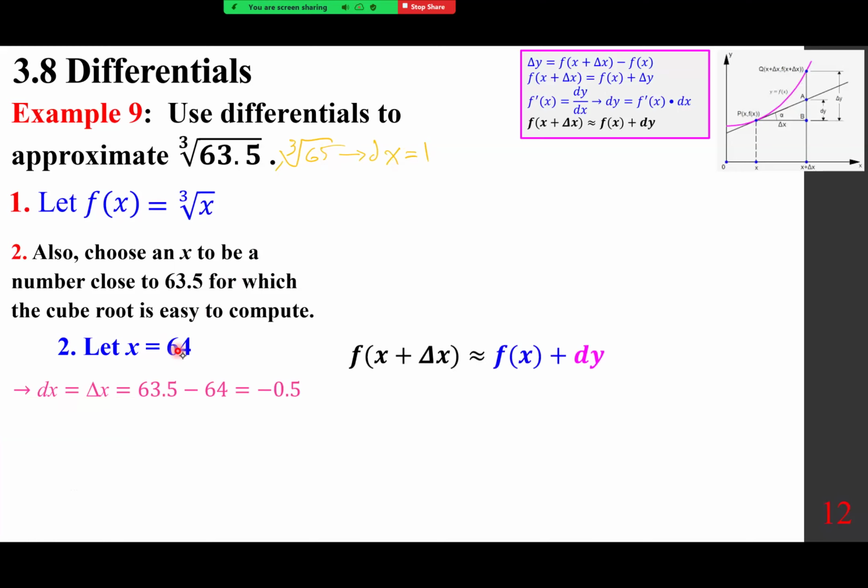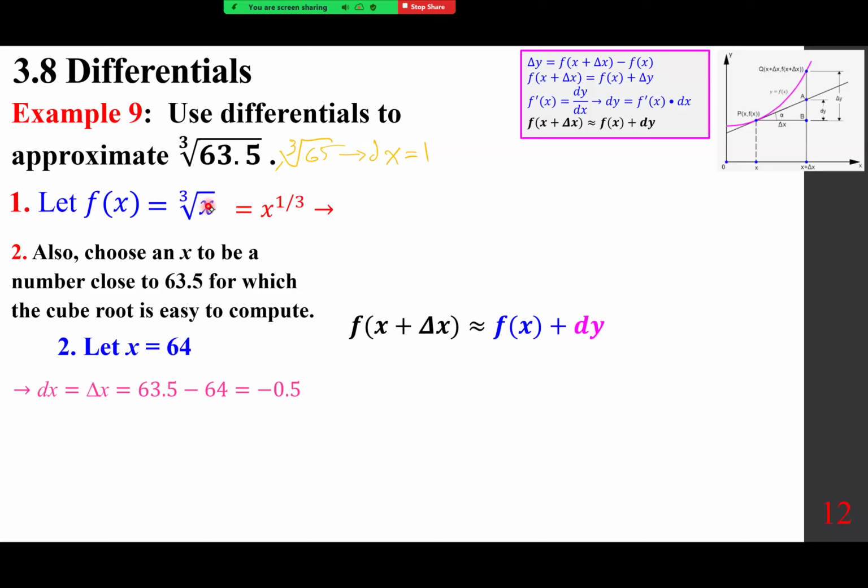All right, so let's find the answer. The process is f of x plus delta x equals f of x plus dy. That's an approximation. So we do have f of x. We do not have dy. To find dy, first we need to find f prime of x. To find f prime of x, we're going to change this to x to the power of 1/3. And now differentiation becomes easy because we can use the power rule.